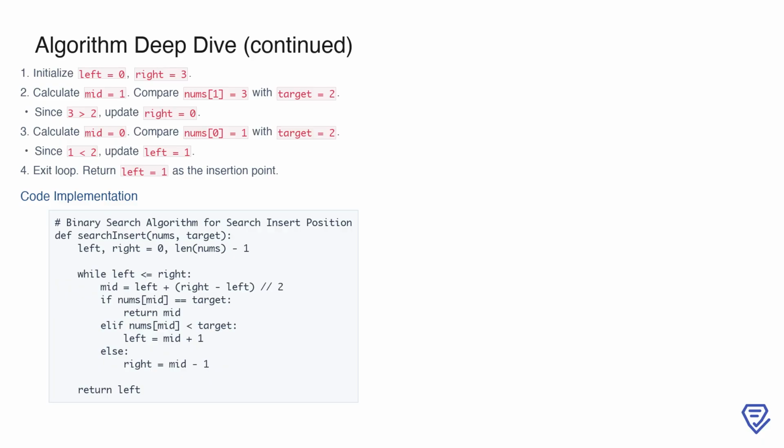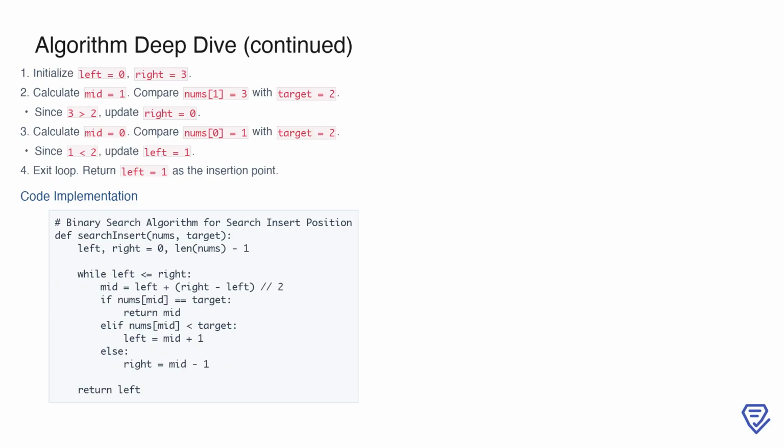Now, mid equals 0, and nums[0] is 1, which is less than 2. This means the target must lie in the right half, so we update left to mid plus 1, which is 1. At this point, the left pointer exceeds the right pointer, causing the loop to exit. The value of left, which is 1, represents the correct insertion point for the target. This ensures that the target value would fit in the array while maintaining the sorted order.